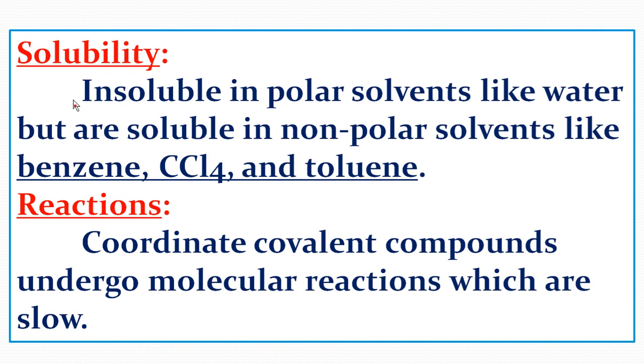Then solubility. They are insoluble in polar solvents like water, H2O, but they are soluble in non-polar solvents like benzene, C6H6, CCl4, carbon tetrachloride, and toluene, C6H5CH3. Then the last point, reactions. Coordinate covalent compounds undergo molecular reactions which are very slow. If it is an ionic reaction, it is very fast, but coordinate covalent compounds undergo molecular reactions which are slow.